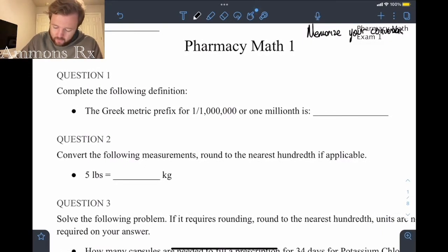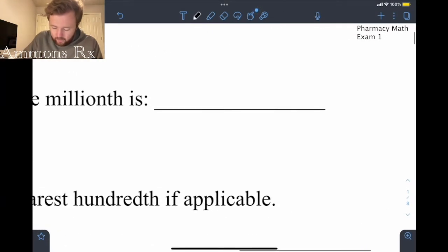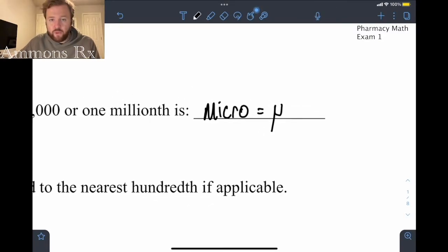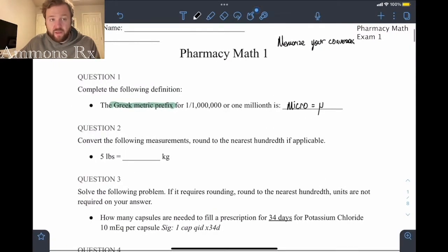So we're going to start with the first one, Greek metric prefix. So that is going to be a word. That is going to be a millionth. And if you remember, that is going to be micro. Okay. Sometimes you'll see this symbol, mu. That is a millionth. So a millionth is very small.